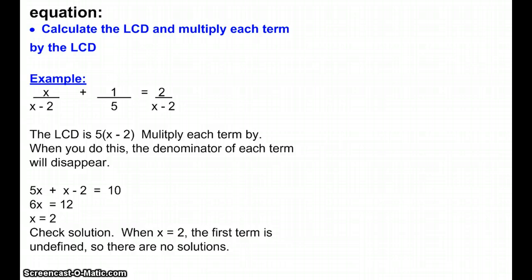Put all your x's on one side, all your numbers on the other side so that you can solve. In this case, we'll have 6x equals 12 and x equals 2. You want to check your solution here.